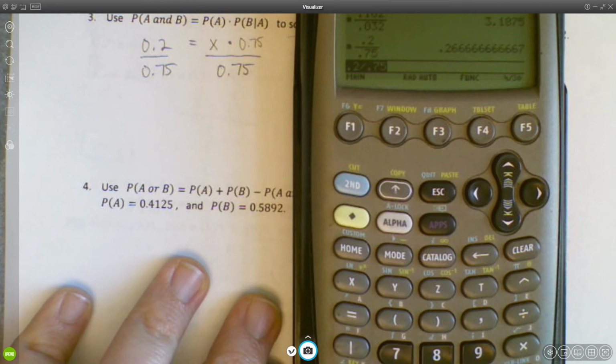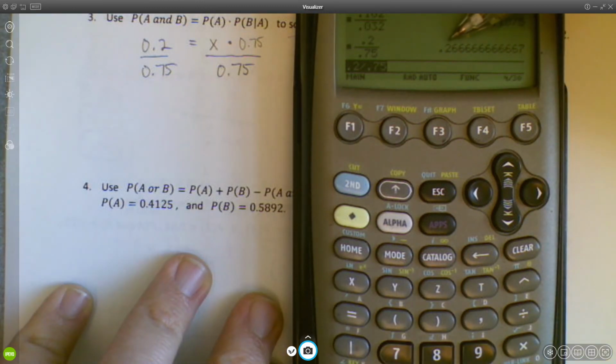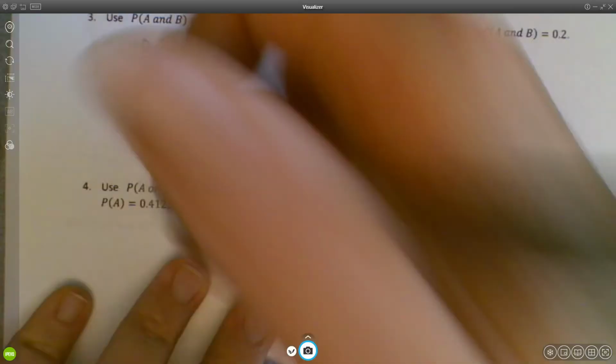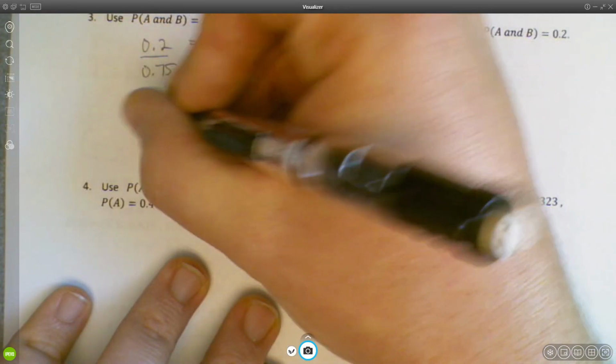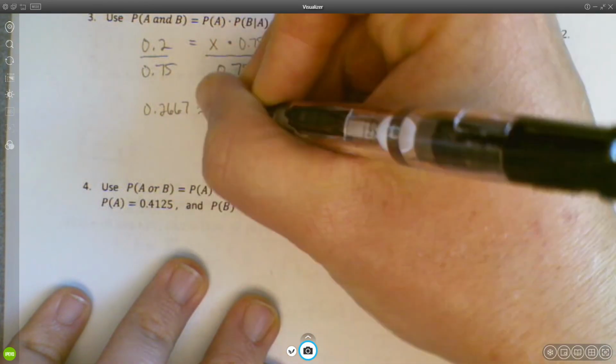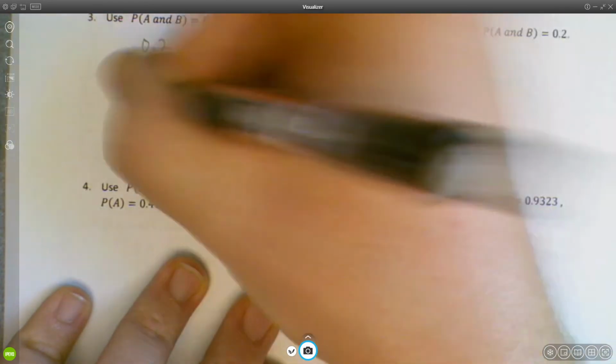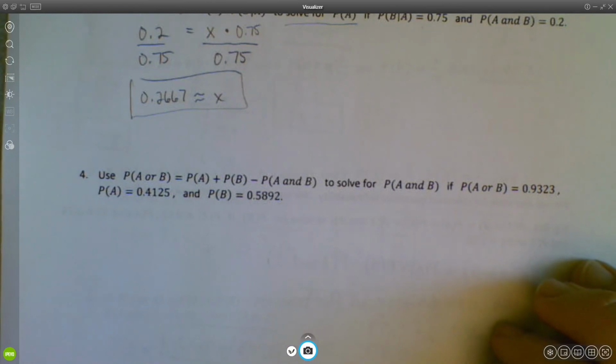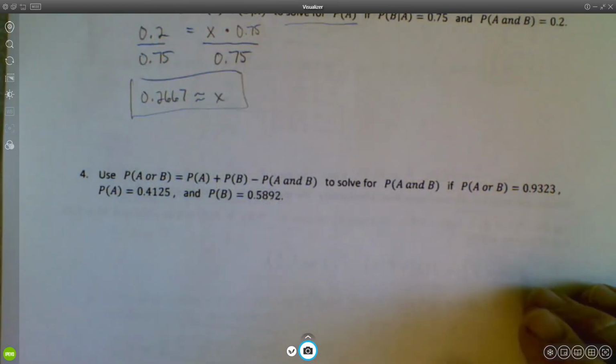Well, I should round this probably, right? So I'm going to round to 4 decimal places. This is 1, 2, 3, 4. I look at the next decimal, it's a 6. So that means I need to round this one up to a 7. So this is 0.2667 approximately. So I'm going to say 0.2667 is approximately x. Okay. And then last one.